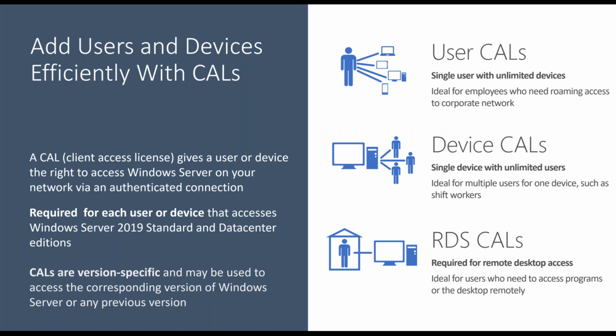So there are 3 types of client access licenses. The first one is user CALs. Basically, user CALs are access licenses for a single user with an unlimited amount of devices, which would describe most people in a modern company. They have their desktops at the office, they have their laptops at home, they have their mobile running company applications, etc. So they would have to have a user CAL.